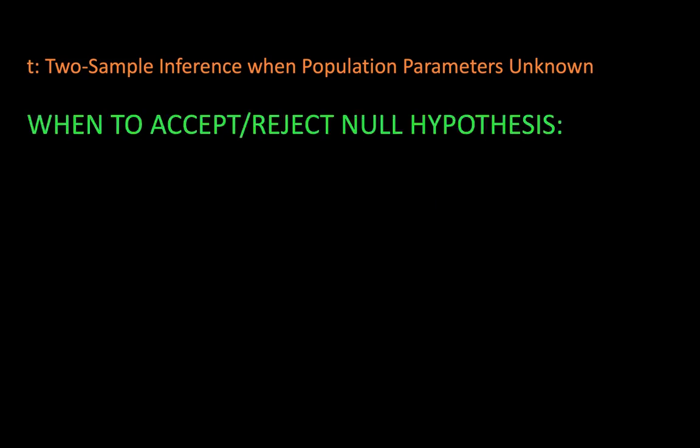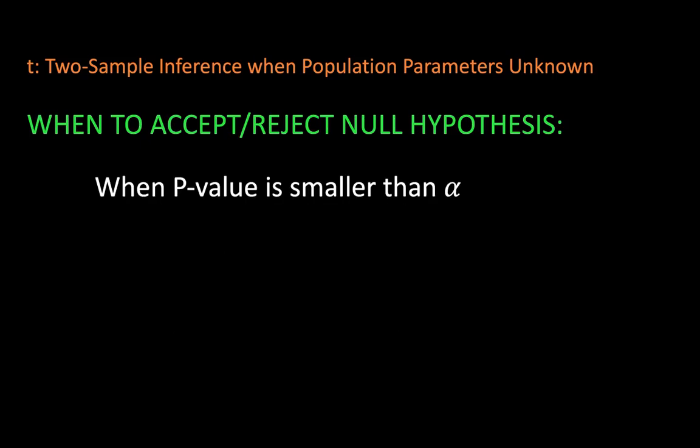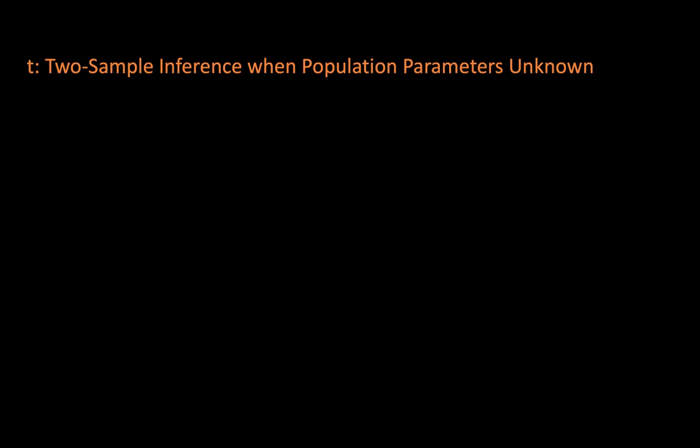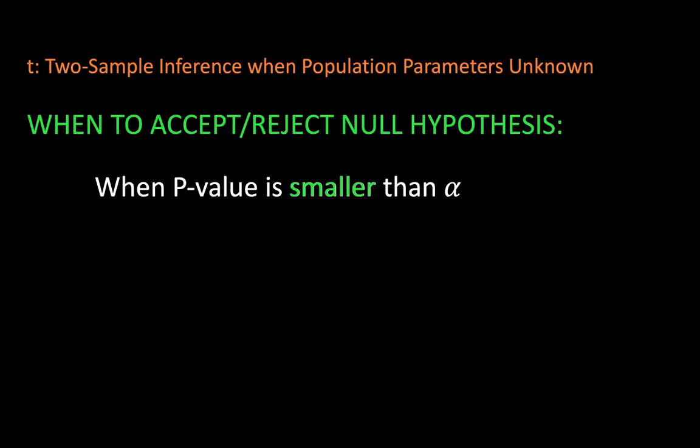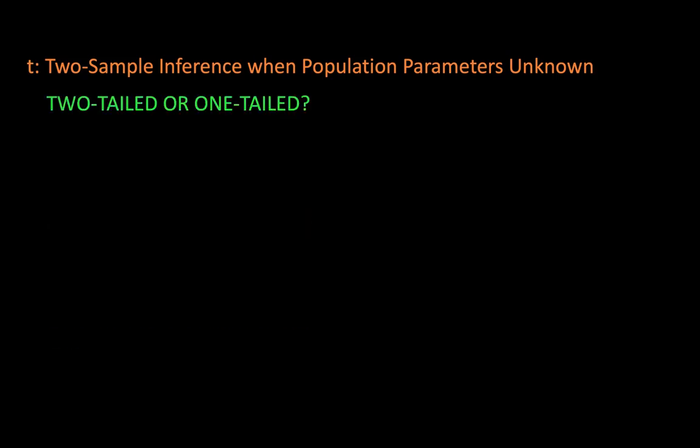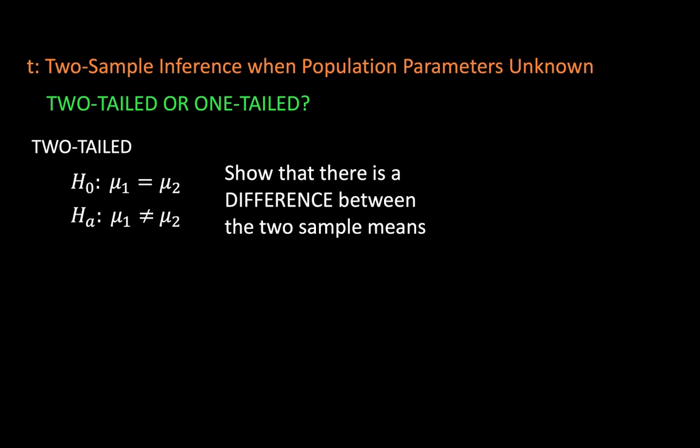So when to accept or reject the null hypothesis. When the p-value is smaller than alpha, we can reject the null hypothesis. We also have to think about whether we used a one-tailed or a two-tailed test. We use a two-tailed test when, for instance, the null hypothesis is mu1 is equal to mu2 and the alternative hypothesis is mu1 is not equal to mu2, because we simply want to show that there is a difference between the two sample means.